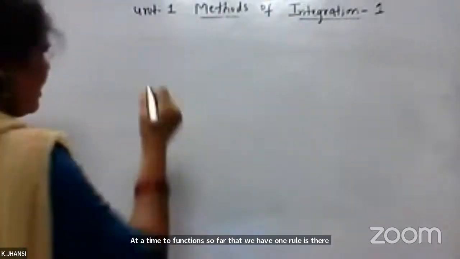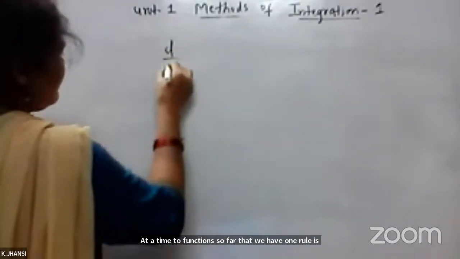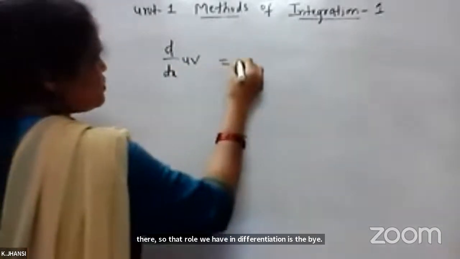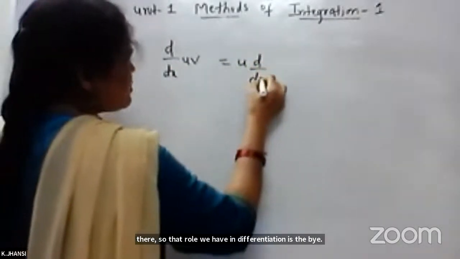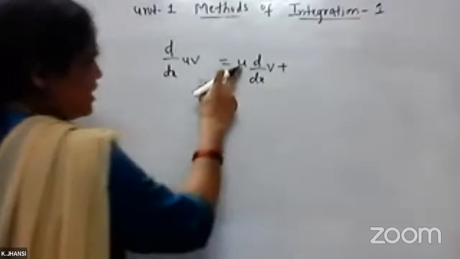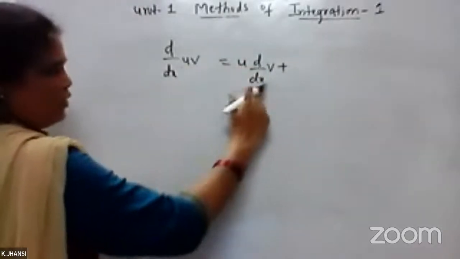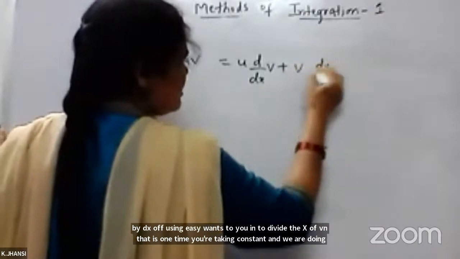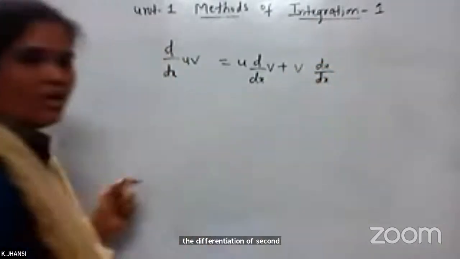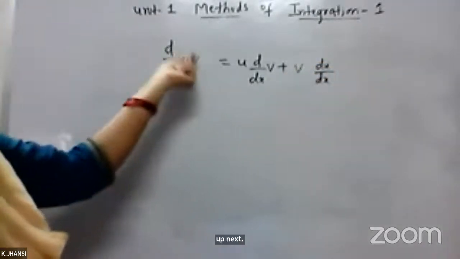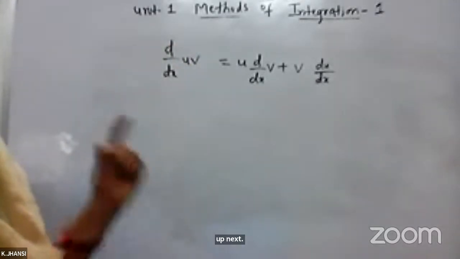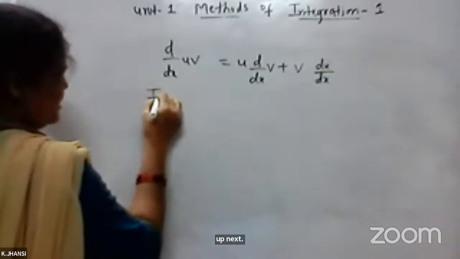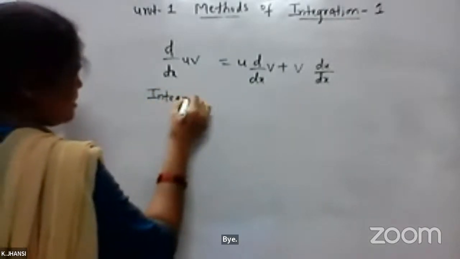The rule we have in differentiation is d by dx of uv equals u into d by dx of v. That is, one term you take as constant and do the differentiation of the second term. Next, the second term constant and differentiation of the first term. This is also called the product rule. But in integration we call it integration by parts.